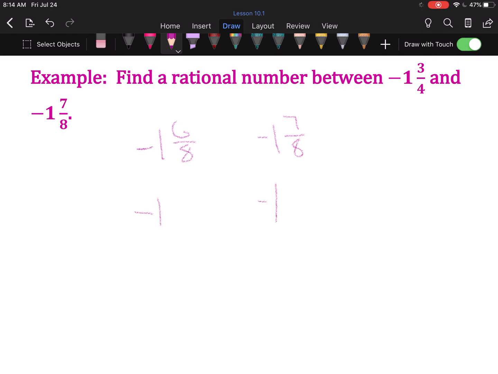I'm going to leave the negative 1 part alone. But instead of 8, I'm going to double these up and make them over 16. 6 over 8 fully doubled up would be 12 over 16. And 7 over 8 fully doubled would be 14 over 16. The reason we do this is because now in our numerators we're looking at 12 and 14. And we all know what's between 12 and 14. So the easiest answer to this problem is negative 1 and 13/16.